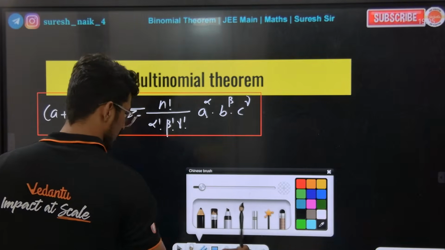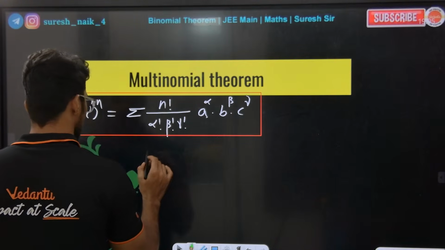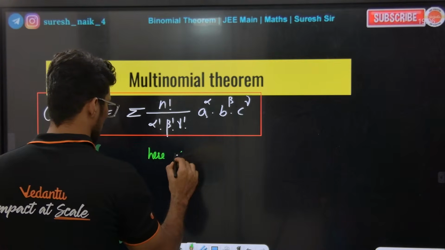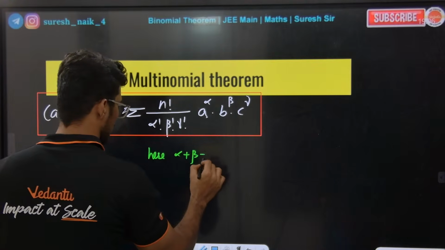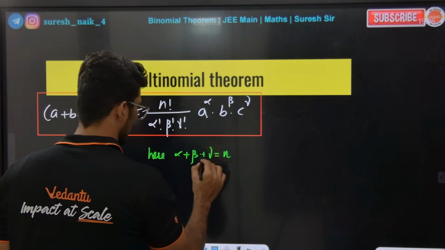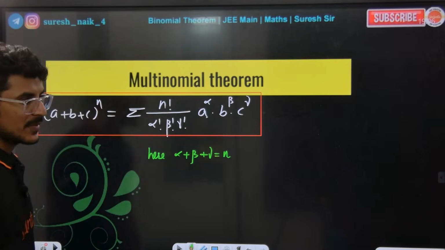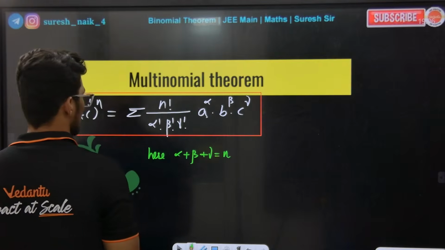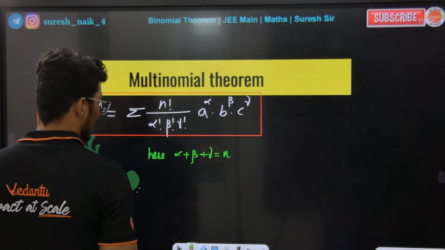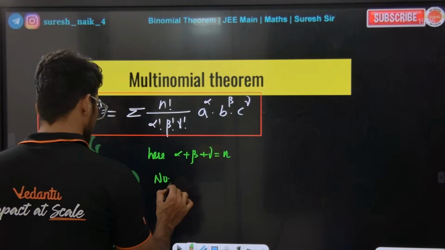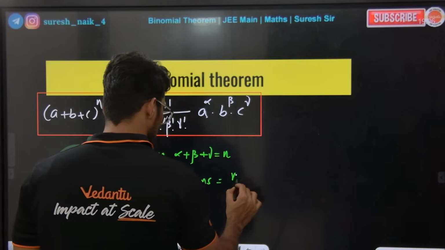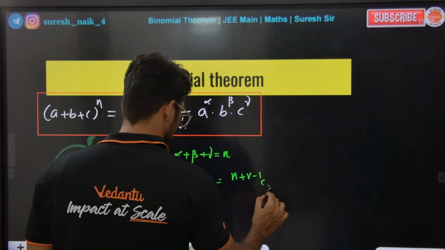Now look here. So here, n is equal to what? Here alpha plus beta plus gamma is equal to n. Yes or no? Are you getting the point? And n is equal to what? Number of terms. Okay. So if you want to find the number of terms here, the number of terms is (n + r - 1) C (r - 1).